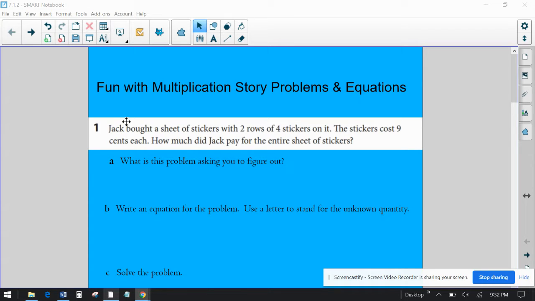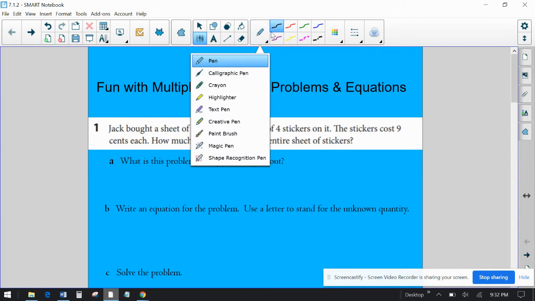So I'm going to start today with multiplication story problems and multi-step equations with parentheses. So there's a lot that we're going to cover. A lot of it's a review. So without further ado, I will begin problem number 1 with you. I'm going to get a pen so I can underline as we go here.